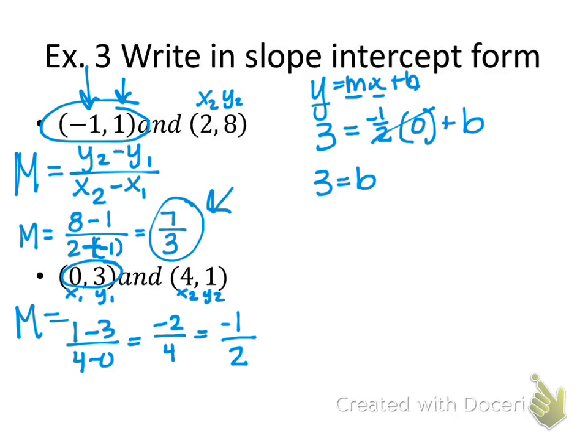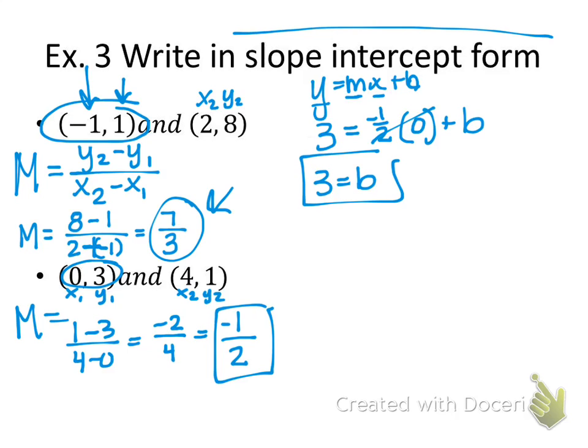So now, this is a part where you can't forget. Because a lot of people go, okay, I know what m is. I know what b is. I'm done. No. The whole point was they wanted you to write it in slope-intercept form. So I've got to write it into y equals mx plus b form.